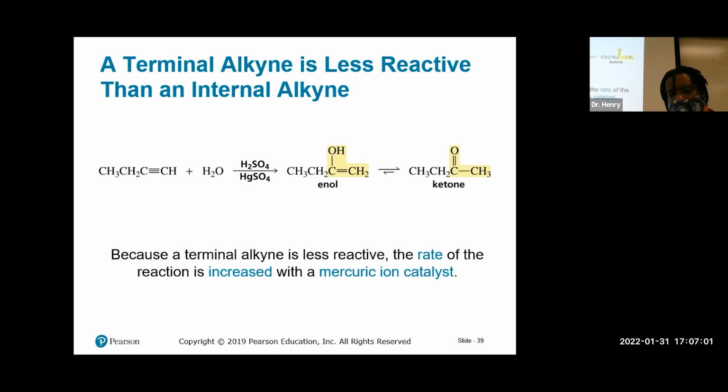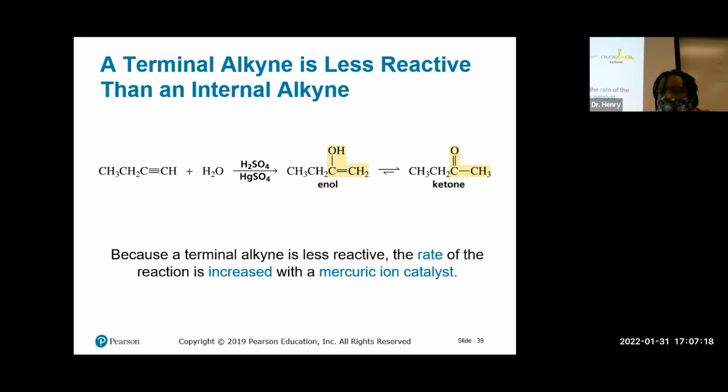So when you guys talk about the naming of different ones, if it's mercurial, then you know that you're including mercury in that reaction. Okay. Questions?